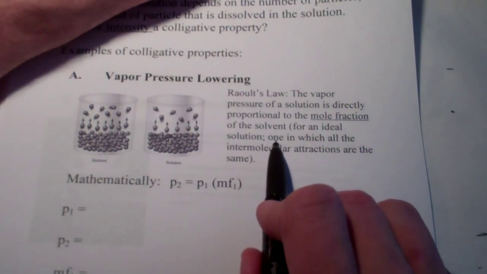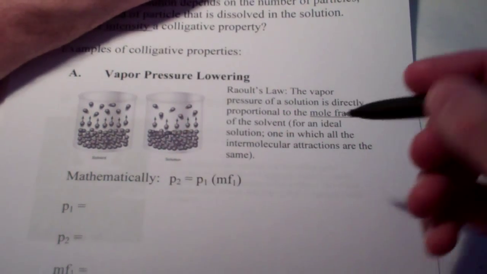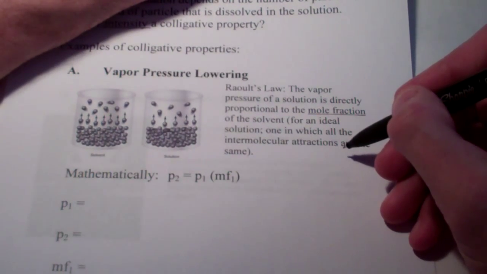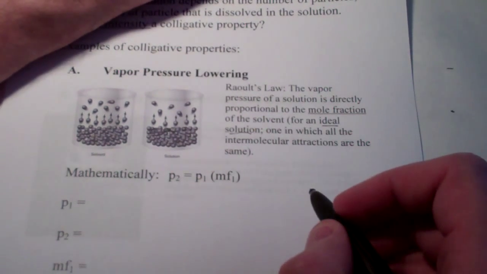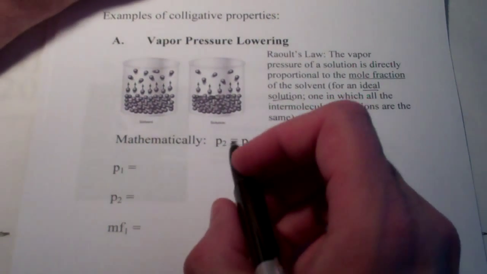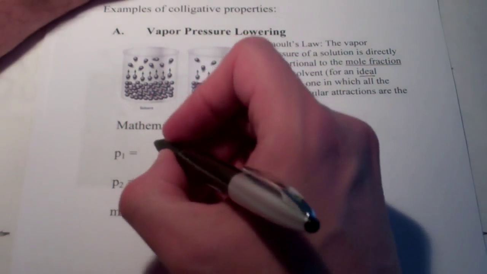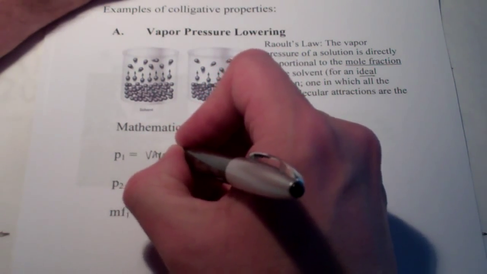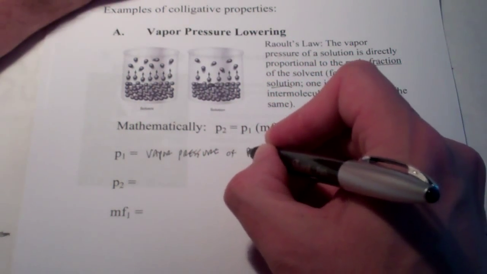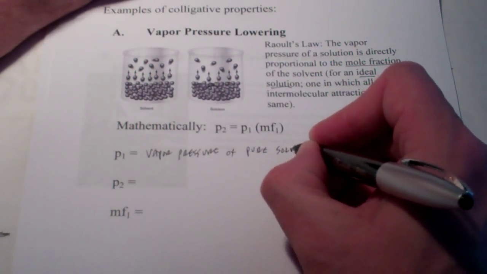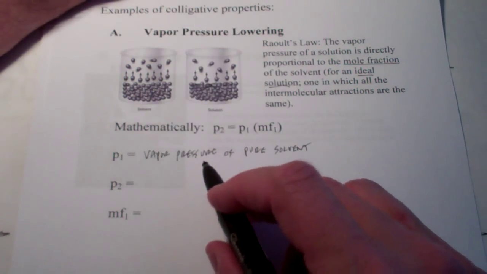Now this is for something called an ideal solution, one in which all the intermolecular attractions are the same. For convenience sake, we will ignore non-ideal solutions and assume everything we deal with is ideal in this chapter. Now, mathematically, Raoult's law is P2 equals P1 times MF1. P1 is the vapor pressure of the pure solvent. Now remember, we can look that up in a table. Vapor pressure is dependent upon temperature only.